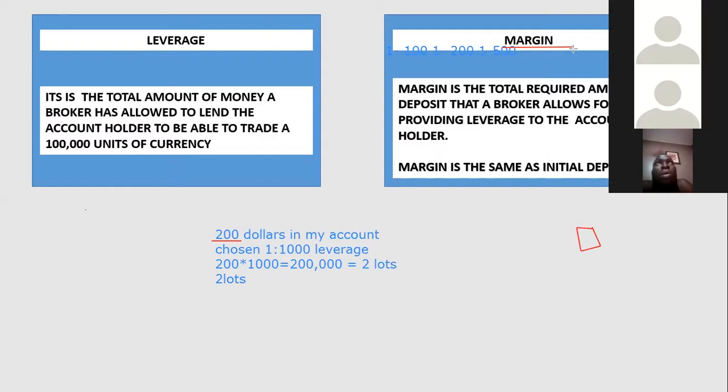So the 200 times the 1,000, your leverage will give you the total trade size you can take. The margin is what relates to the actual money you have in your account. We all need to understand this very well. It's very important. Leverage can kill you in the market. You can have $1,000 in the market. You can have $1 million if you over leverage your money. If you borrow too much on that $1,000, you go out of money right now.